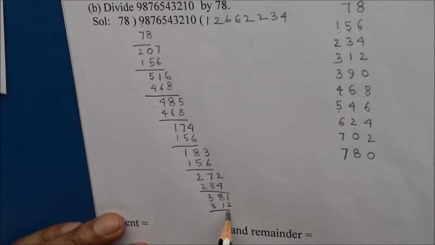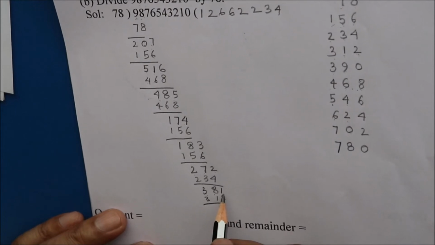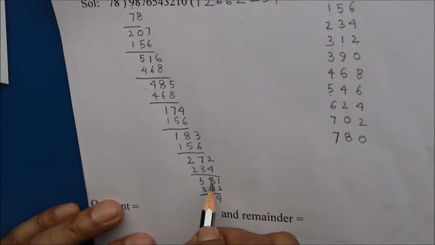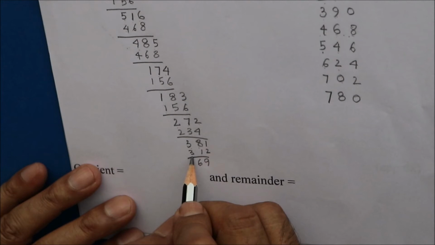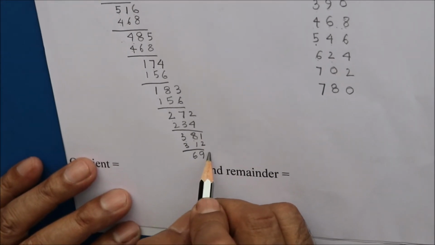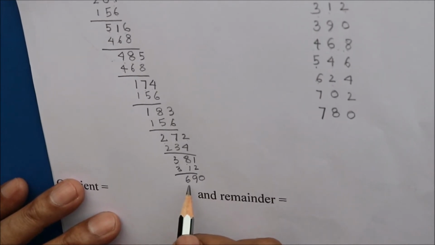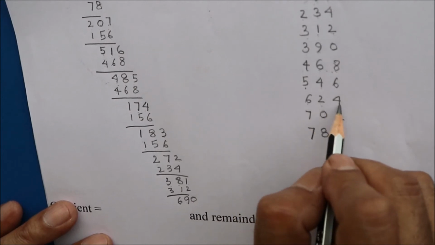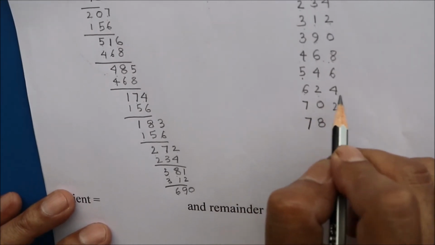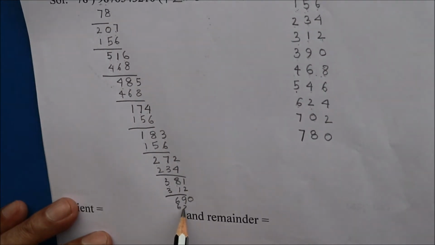1 more 9. 8 minus 1, 7. 7 minus 1, 6. 3 minus 3, 0. Bring down the next digit 0. The nearest multiple less than 690 is 624, which is the 8th multiple. You write here 8 and 624.